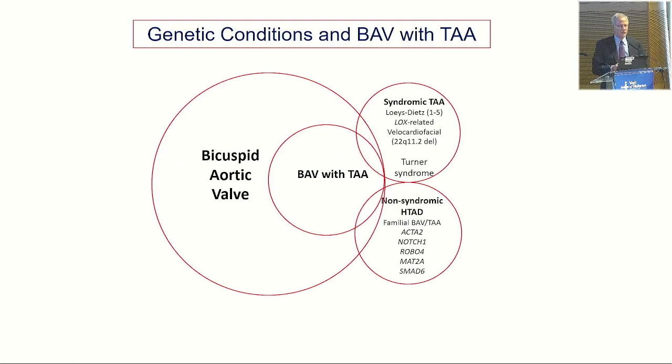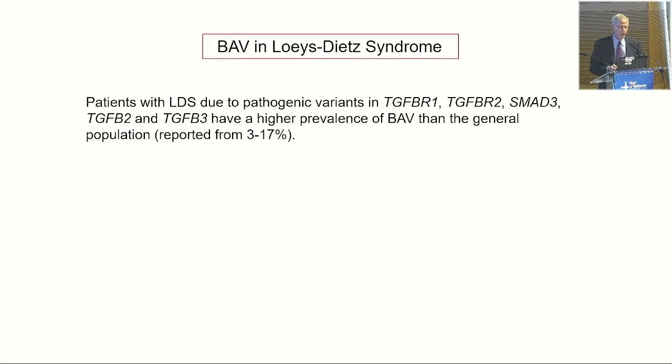In the world of bicuspid valve disease, there are those with aneurysm, there are those with syndromic aneurysm. The Loeys-Dietz genes are overrepresented, others with Turner syndrome, of course, and then the non-syndromic heritable conditions with recognizable genes may have an increased prevalence of bicuspid valve compared to the general population. Patients who have Loeys-Dietz syndrome, due to one of the 5 genes that's recognized to cause the phenotype, have a higher prevalence of bicuspid valve than the general population.